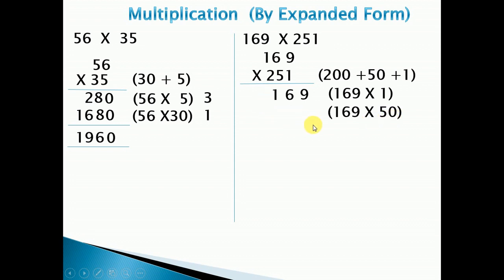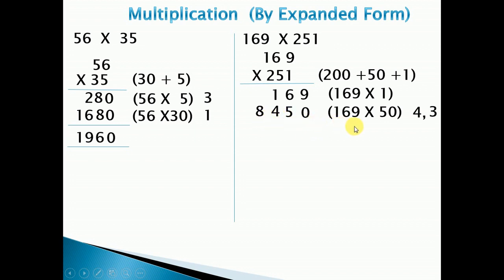First we write 0. 5 into 9 is equal to 45. Write 5 here and the carry number we should write in this place. 5 into 6 is equal to 30. 30 plus 4 is equal to 34. Write 4 here and the carry number we should write in this place. 5 into 1 is equal to 5. 5 plus 3 is equal to 8.